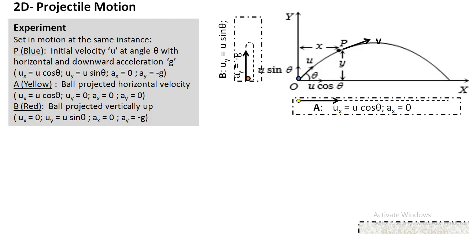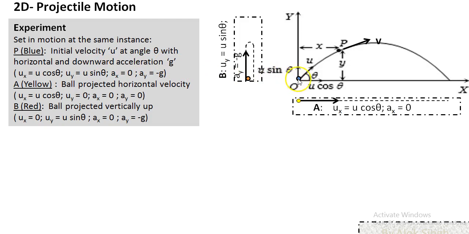So how do we go about the analysis of 2D projectile motion? Before we start the analysis, let's consider an experiment which gives us a good insight into how the analysis is done. This experiment involves three objects, and all three objects are set in motion at the same instant from the origin. What are the three objects here? There's one small ball P, which is given initial velocity u at an angle theta with the horizontal, and it will experience a downward acceleration of g.